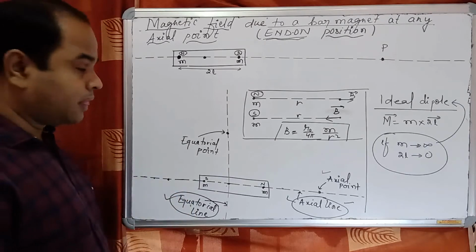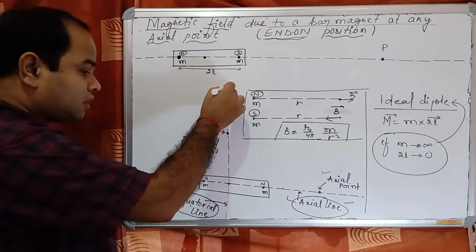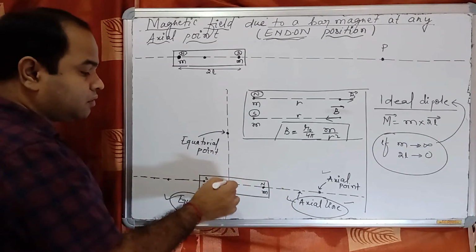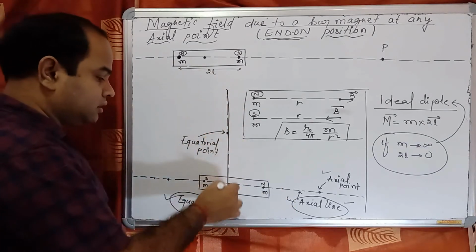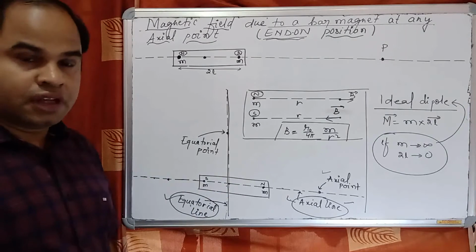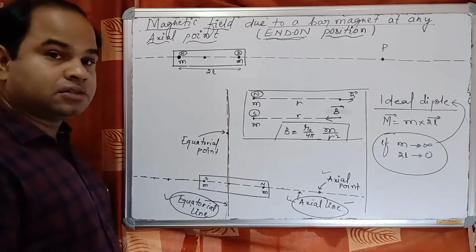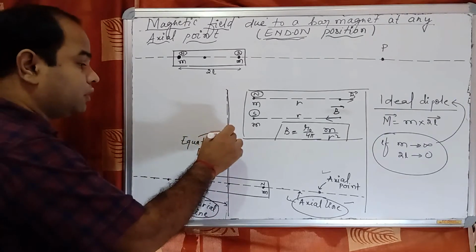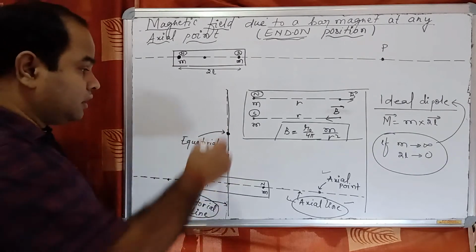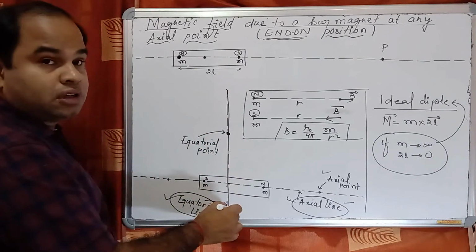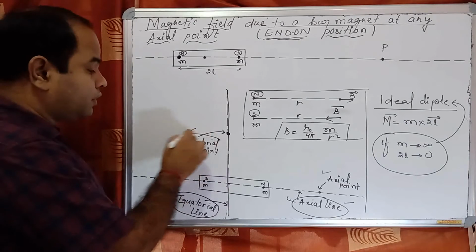The line which is perpendicular to the axial line and passing through the center is called the equatorial line. Any point lying on this line is called an equatorial point. Any point lying on this equatorial line is called an equatorial point.